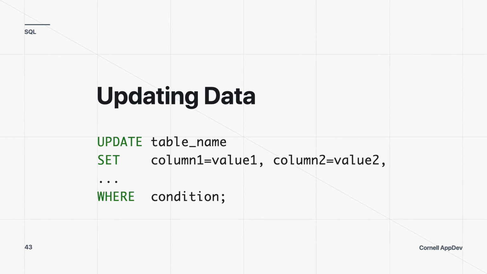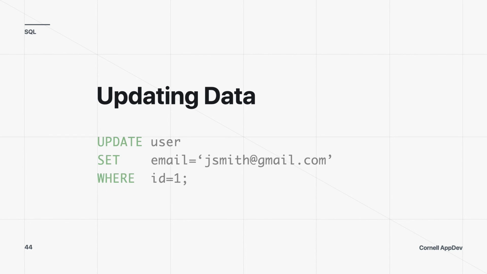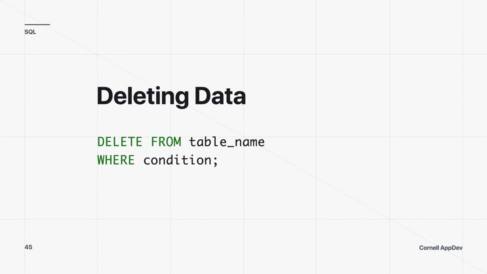Updating the data is also very similar. You choose the table that you want to update in and the specific columns that you want to update wherever something is true or false. And this is just another example. Deleting the data is also very similar. You say which data table that you want to delete from on some specific condition that you want. And this is just deleting the user with ID 1.